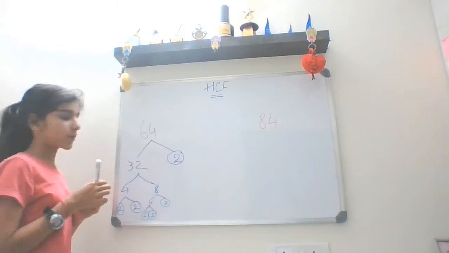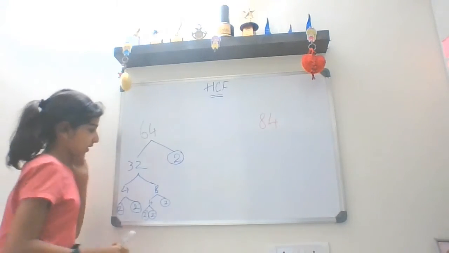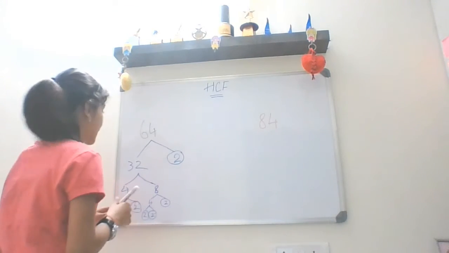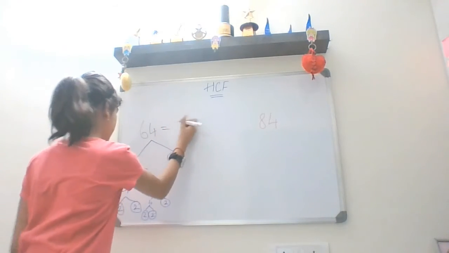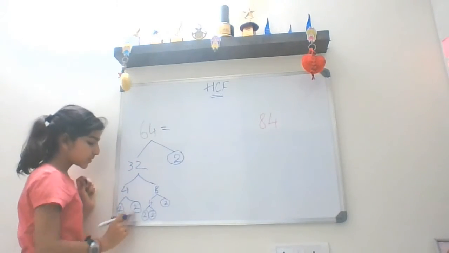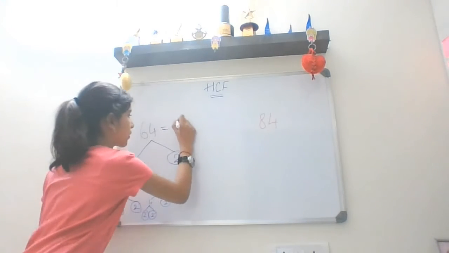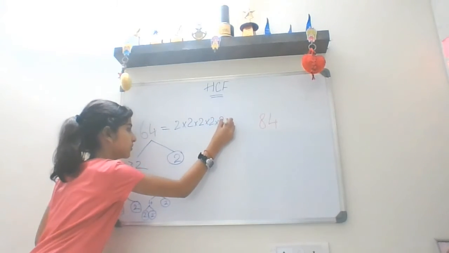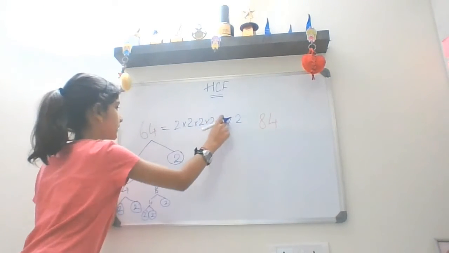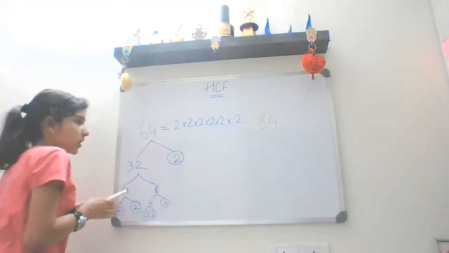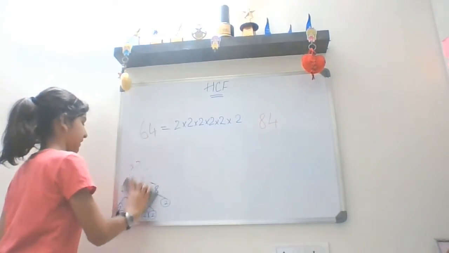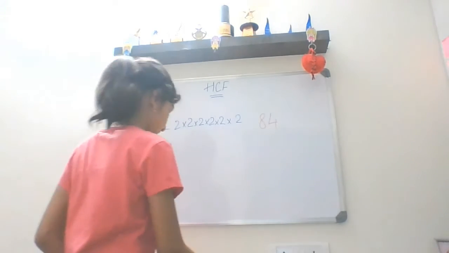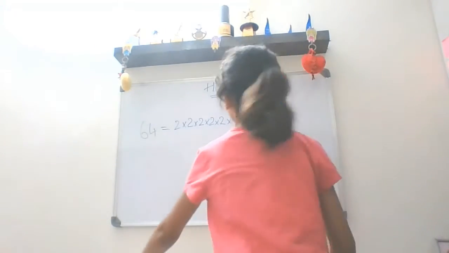Okay, so we've got all our prime numbers, and so the prime factors of 64, as we saw, 64 is equal to, how many 2's are circled? 1, 2, 3, 4, 5 and 6. So 2 into 2 into 2 into 2 into 2 into 2. So 6 2's. Now let's do the same for 84. So we can erase the factor tree to save space. And let's do the same process for 84.